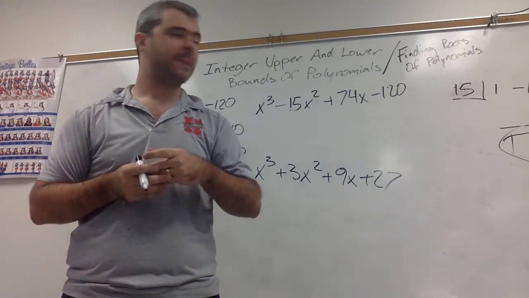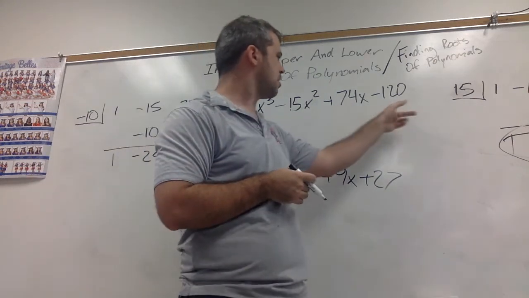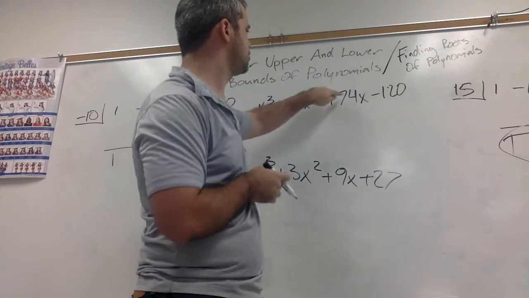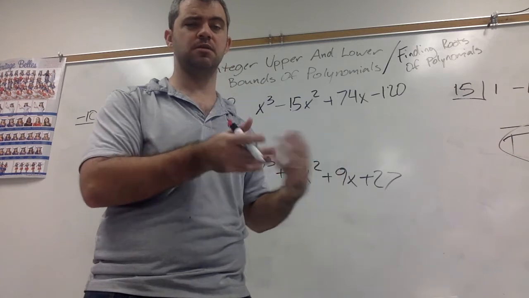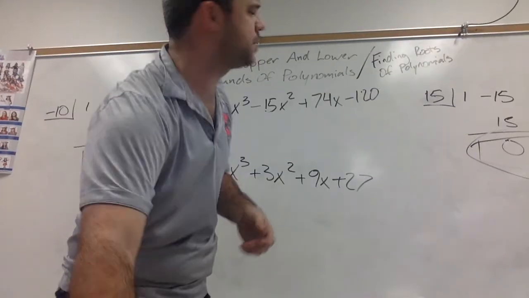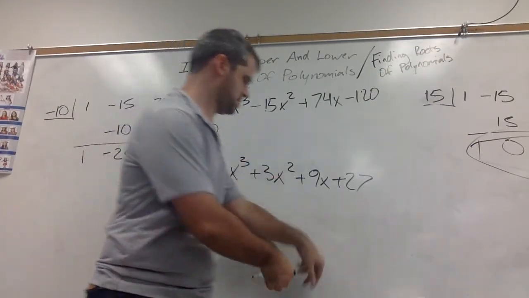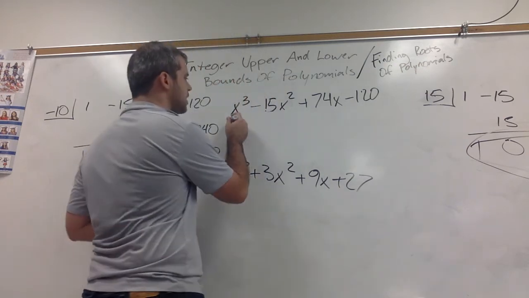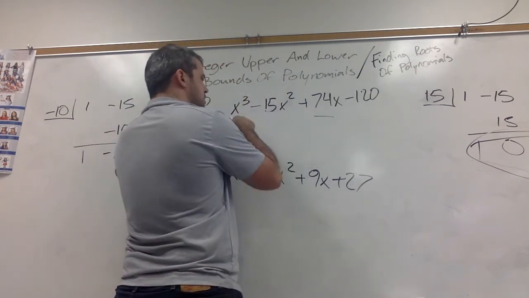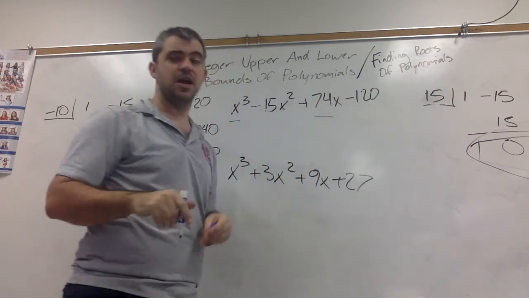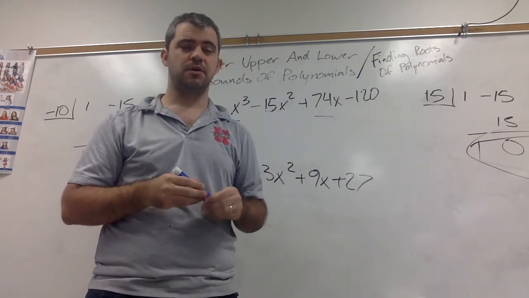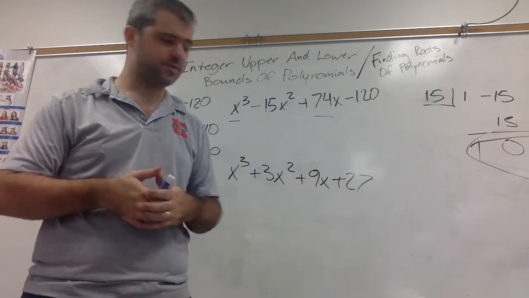Here's the thing. I know from Descartes' rule, okay, I've got 1, 2, 3 sign changes. So on the positive end, there's 3 or 1 roots. But if I'm looking on the negative end, okay, I changed these 2 signs. Negative, negative, negative, negative. There are no sign changes. So there's not going to be any negative roots.